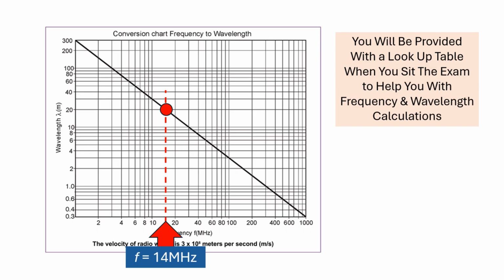Draw a vertical line from the 14 MHz value on the lower scale until it meets the diagonal line on the table. Then project that point on the diagonal line in a horizontal direction to the wavelength scale on the left. Read off the appropriate value in meters for the wavelength you are trying to find, or vice versa.